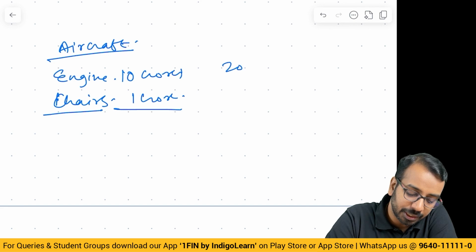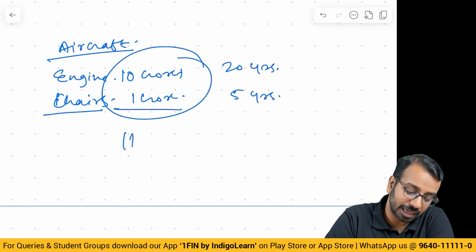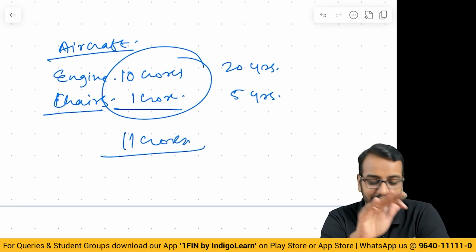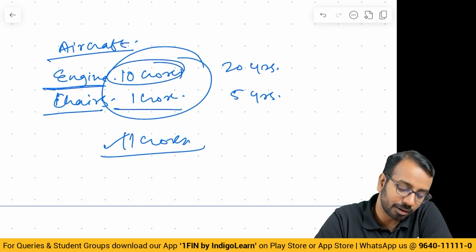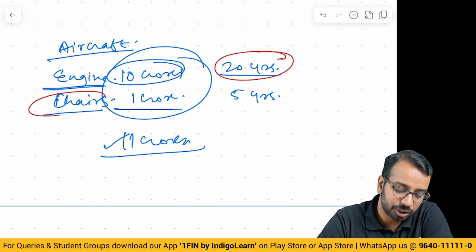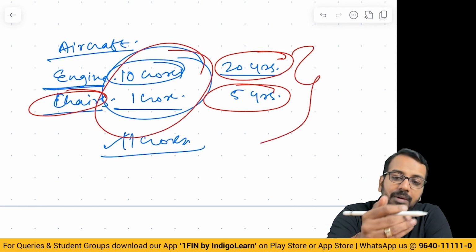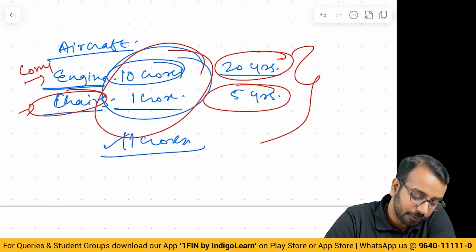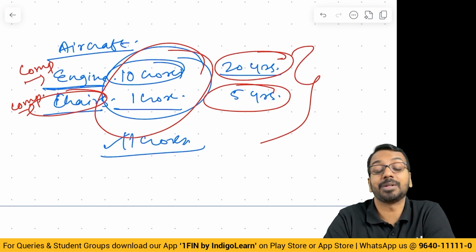Engine has a life of 20 years. Chairs have a life of 5 years. We purchase this together by paying 11 crores. I don't know whether we'll get an aircraft for 11 crores or not, but just for example, we say that we purchase it for 11 crores. Now, this engine, 10 crores, having a life of 20 years, I should depreciate over a period of 20 years. Chairs, I should depreciate over a period of 5 years. I should not combine both of these and say whichever is higher, I will depreciate over that period. So, I'll break it down into components. This is component 1, this is component 2. This is called the component method or component depreciation.